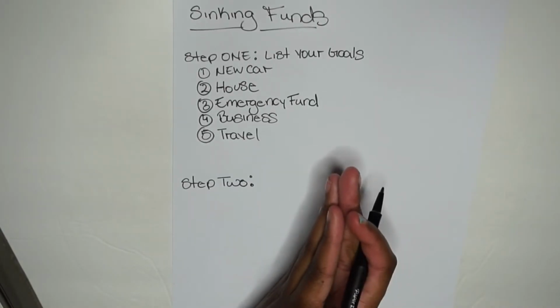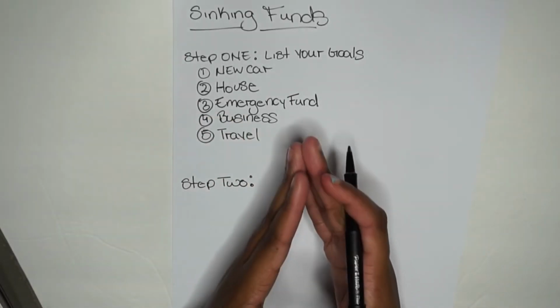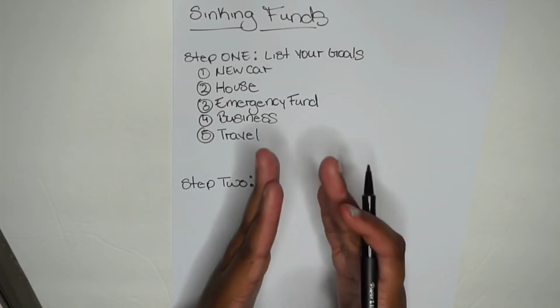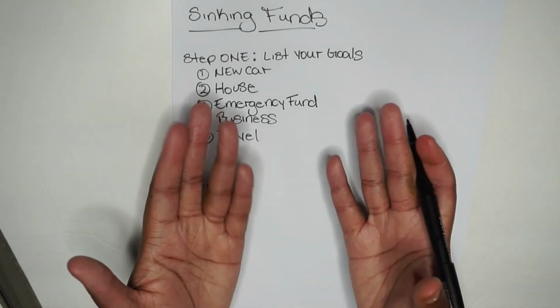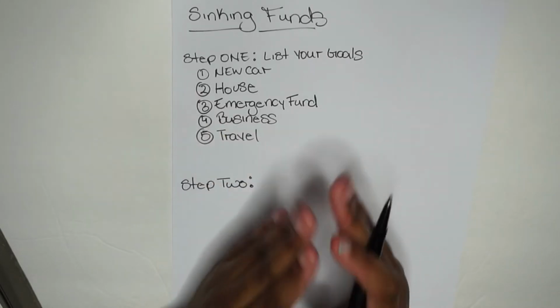Now that you've got your list of goals down, it can be one goal, it could be 10 goals, it could be 20. Remember, a budget is personal to you. You are the main focus when creating your budget. Now that we are done with step 1, we can move to the last step of creating your sinking fund category.